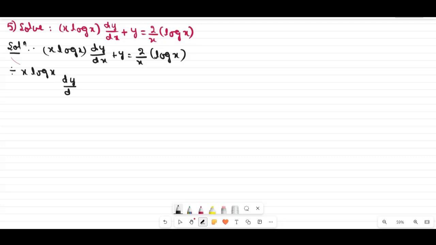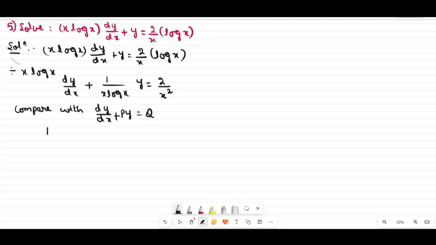You will get the first term only, dy by dx, plus the second term is 1 by x log x into y, is equal to 2 by x square. See, log x will get cancelled, only 2 by x square will remain. So if you compare this with the linear differential equation, dy by dx plus py is equal to q, in the place of p we are having 1 by x log x, and in the place of q we are having 2 by x square.